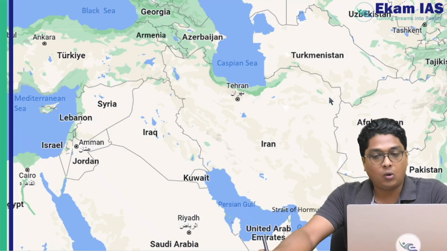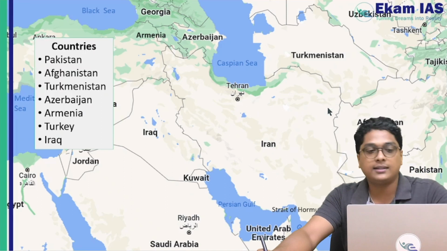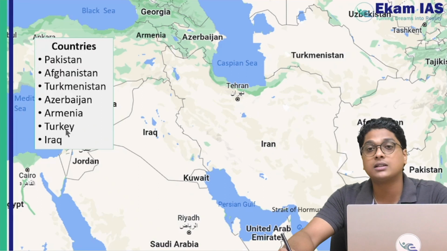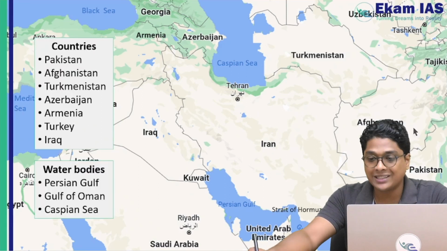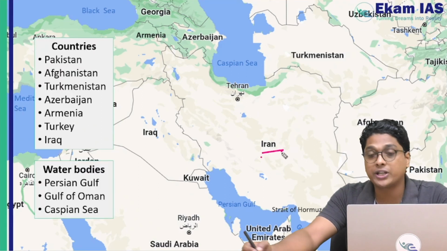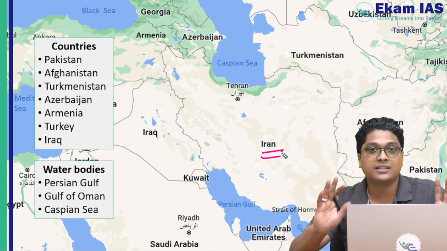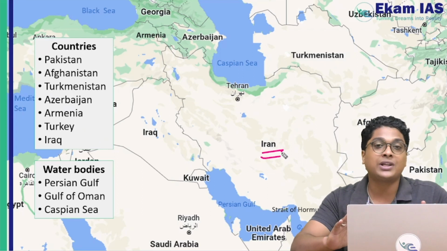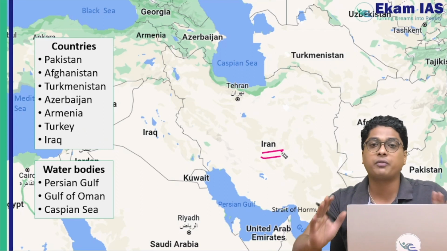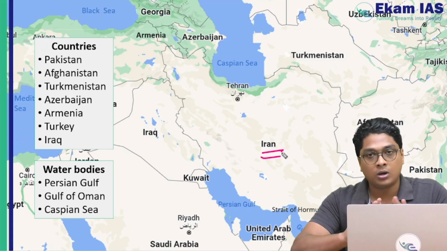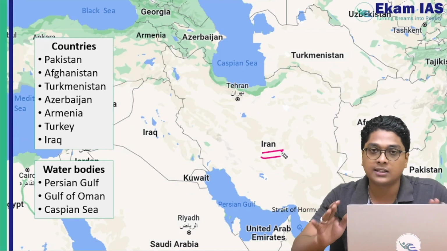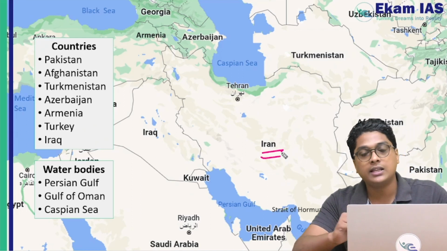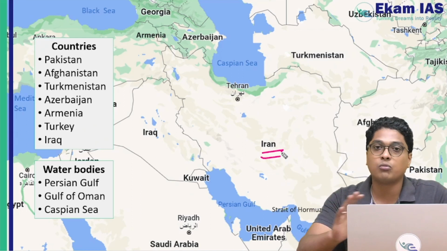To brief, on screen you can see the countries that are sharing a border with Iran: Pakistan, Afghanistan, Turkmenistan, Azerbaijan, Armenia, Turkey, and Iraq. Also, you can see the water bodies that are sharing a border with Iran. Now, please take a screenshot of this and make sure you remember these places. Find these places from the atlas. This is one of the quickest ways to study the world map. Take your latest edition of the atlas and find where Iran is and identify the neighboring countries that are sharing a border with Iran.